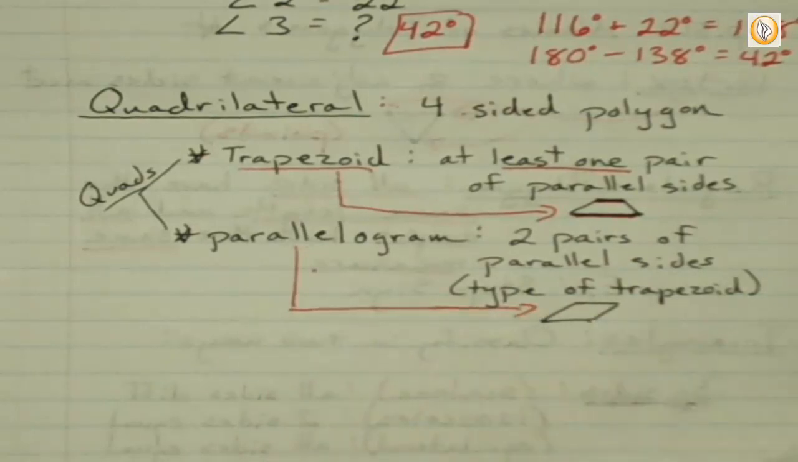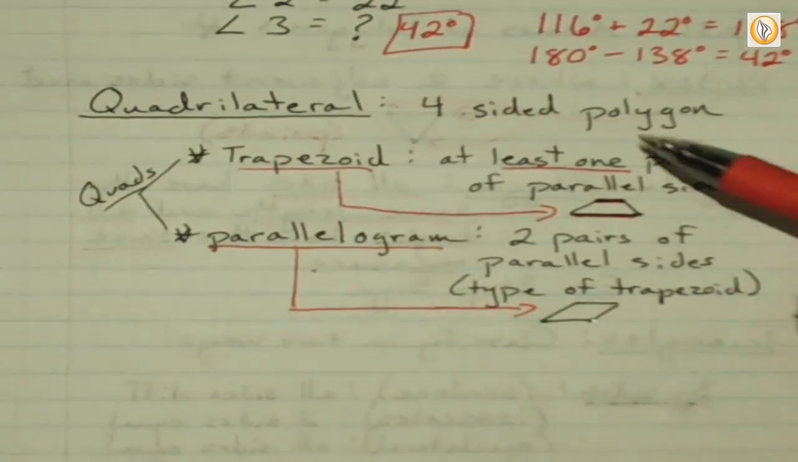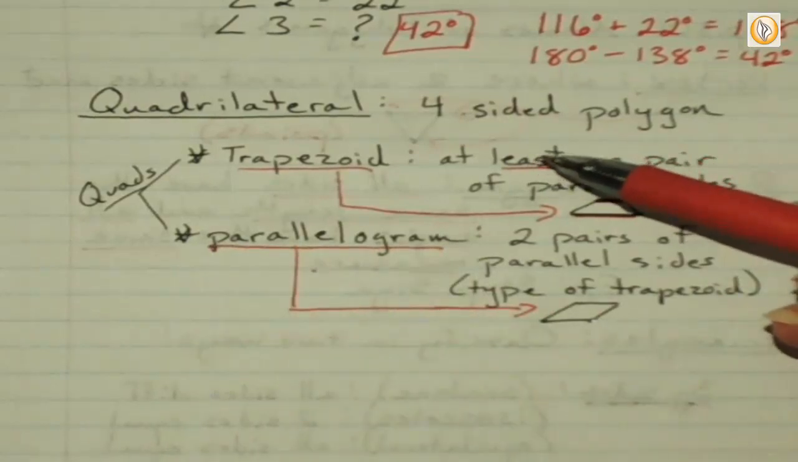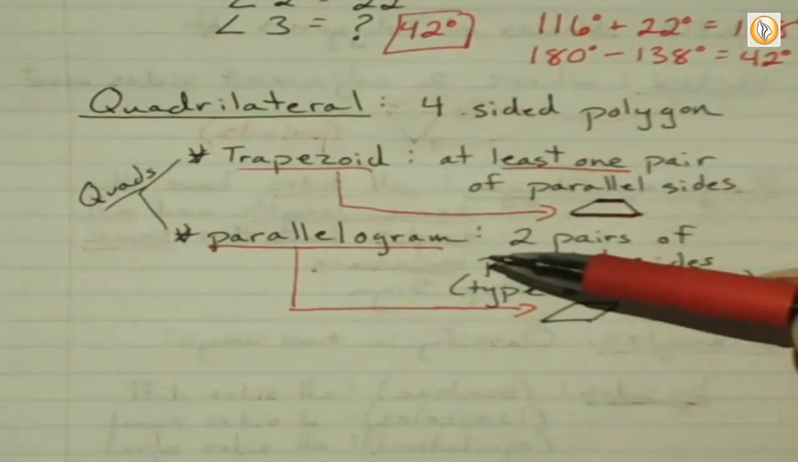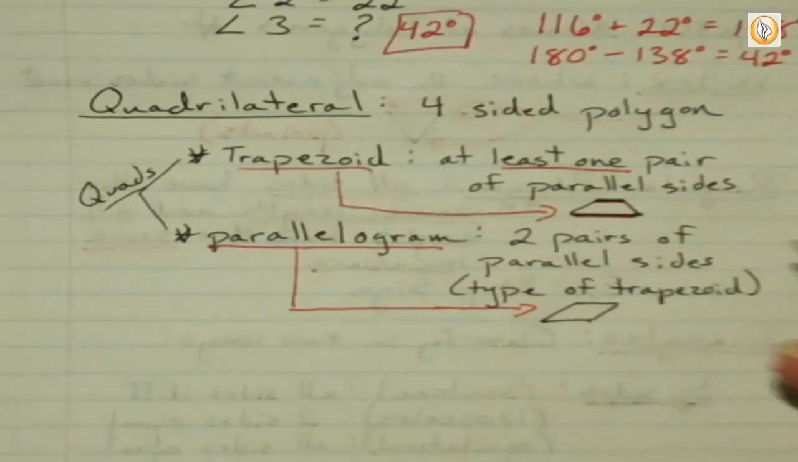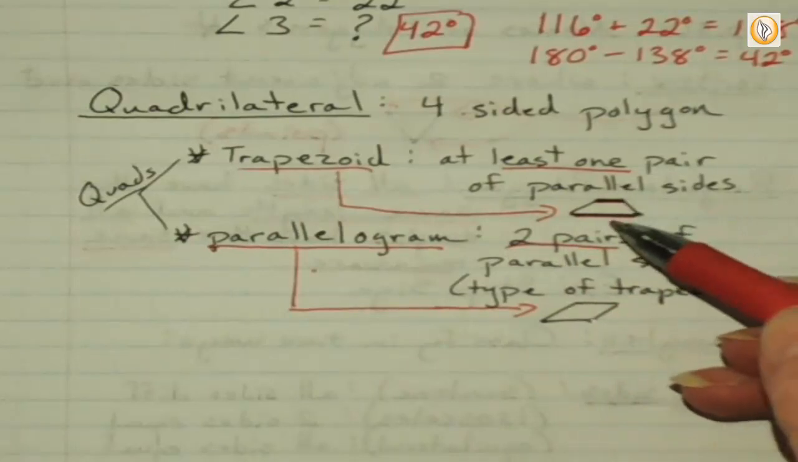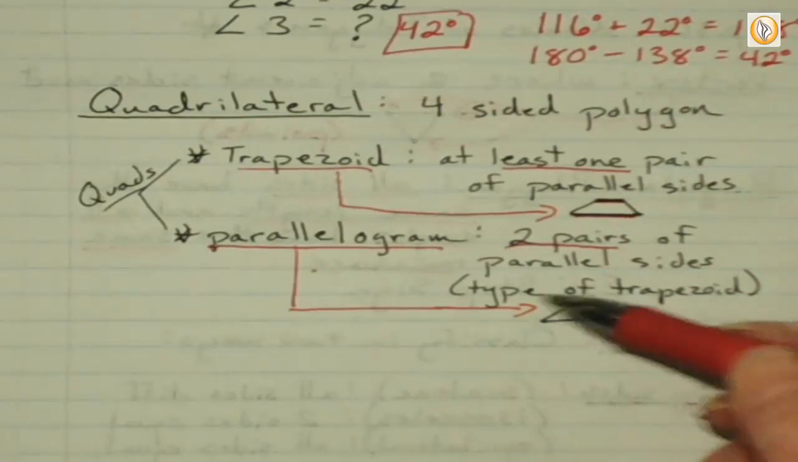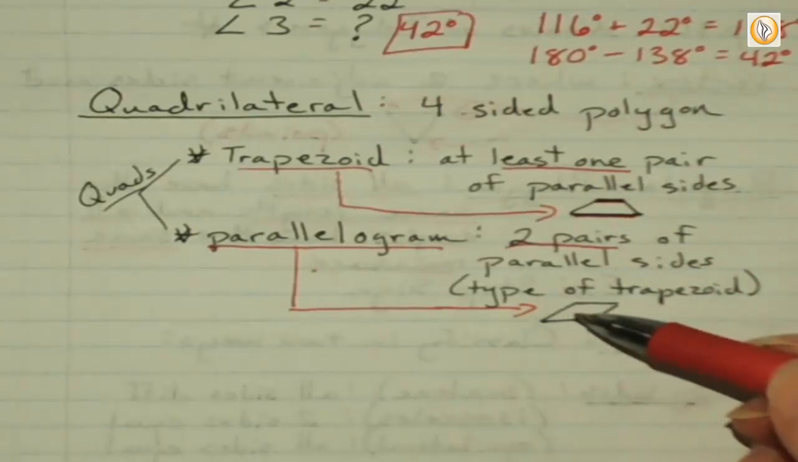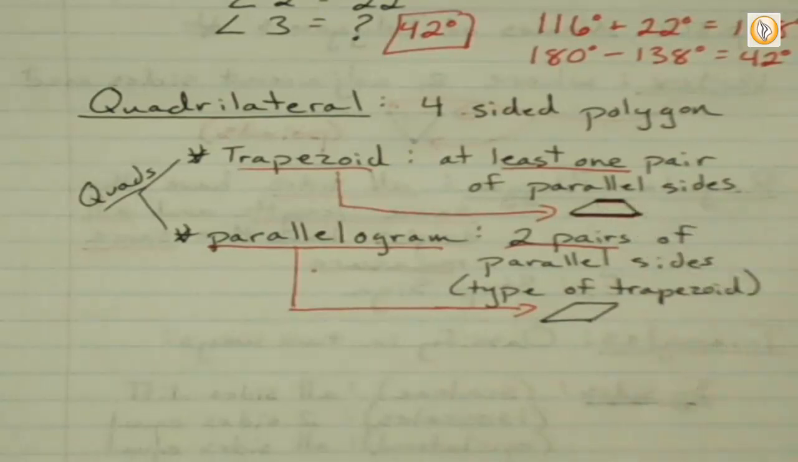But if you look at it, for a trapezoid the key words are at least one pair of parallel sides. A parallelogram has to have two pairs of parallel sides. So if a trapezoid has to have at least one pair, it can have more than one, then this is also a trapezoid. So this figure is a trapezoid and a parallelogram. This right here is just a trapezoid.